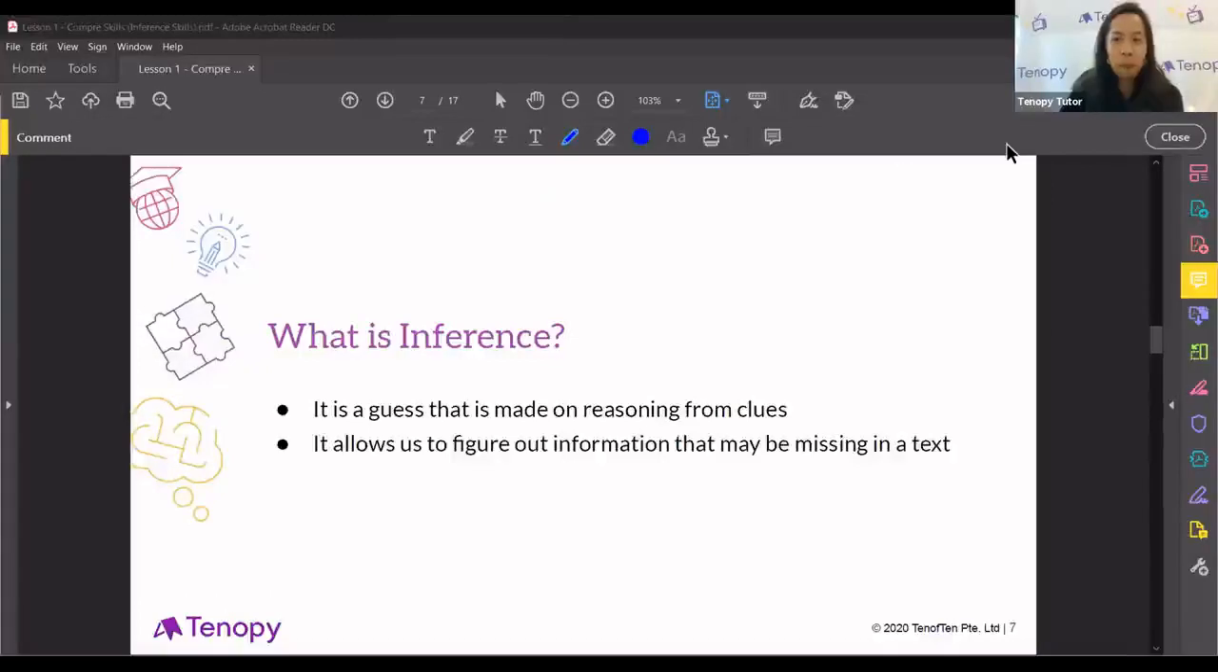Now, first of all, we first have to understand what is an inference. An inference is a guess, all right?